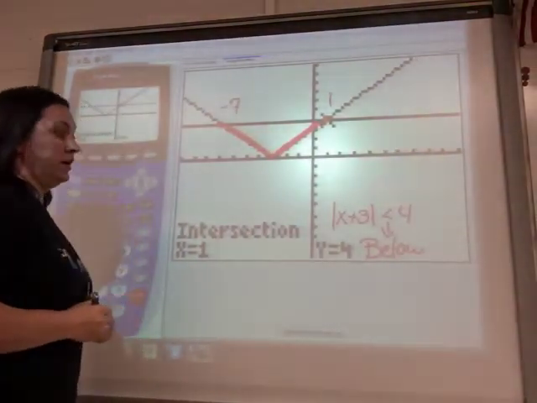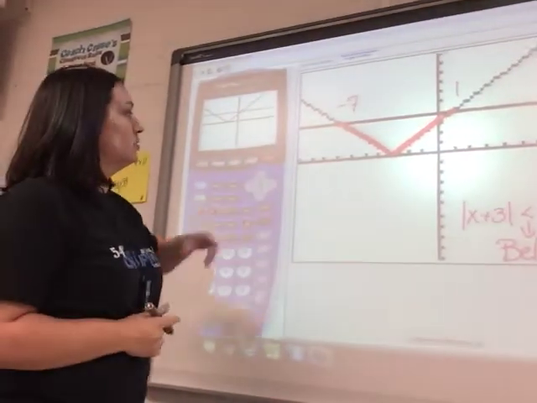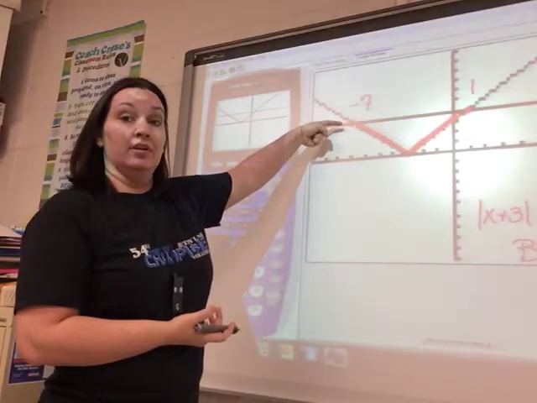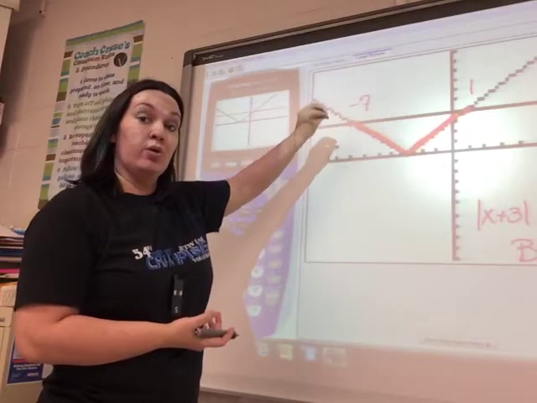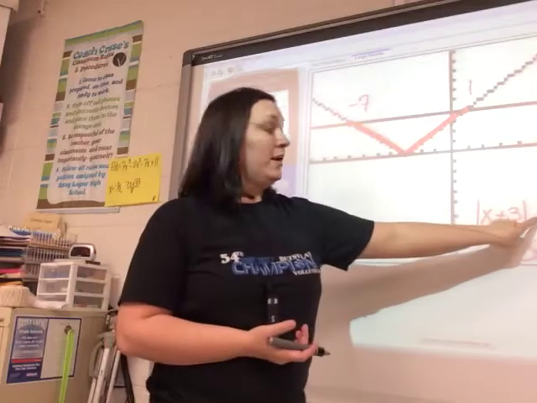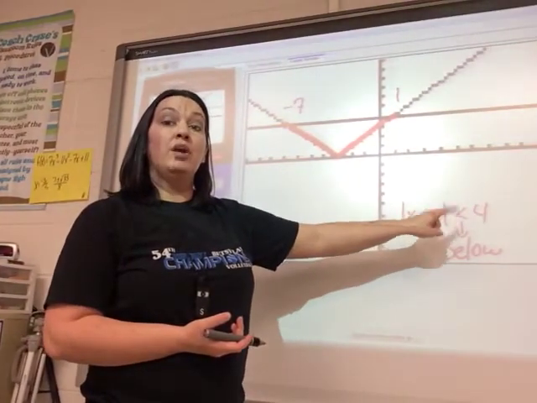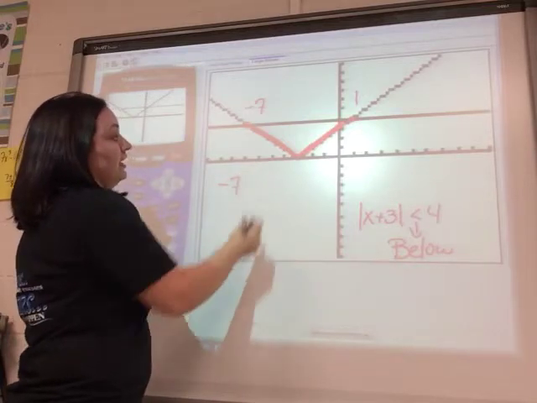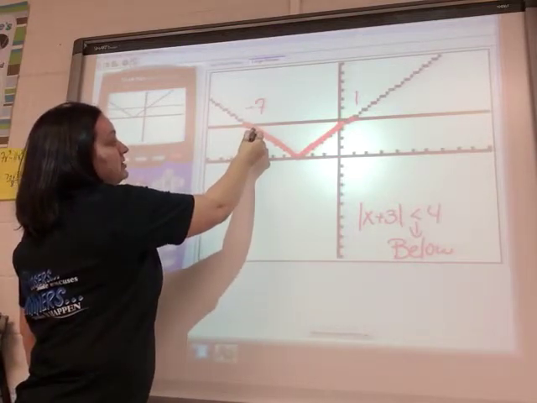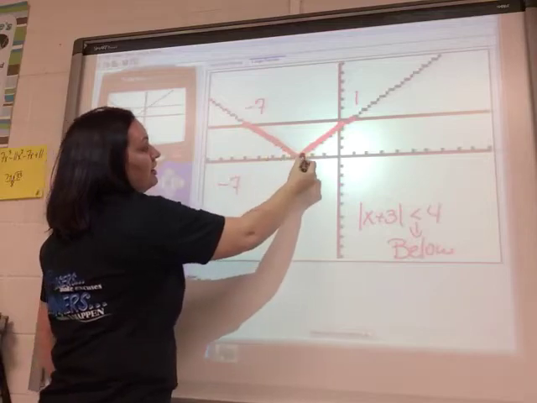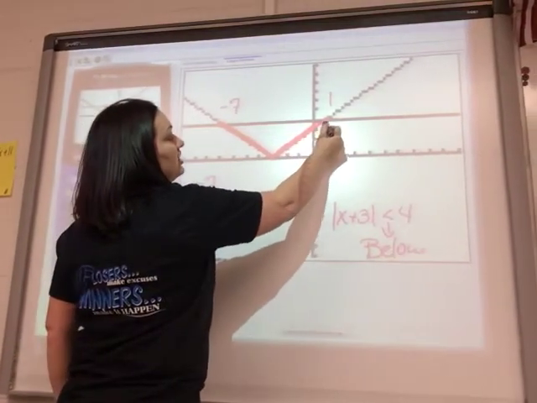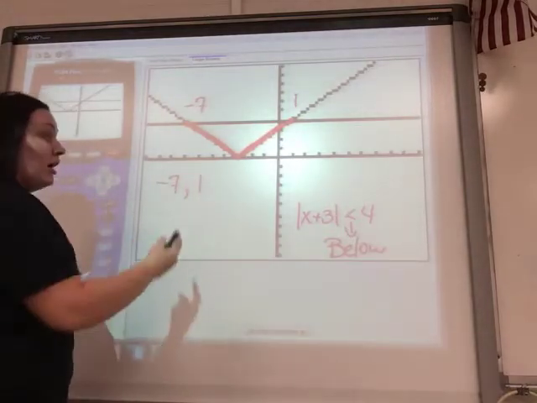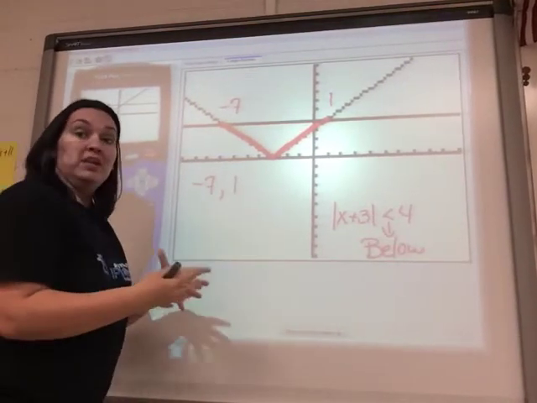Okay? So now, why is that important? Because we know that at -7, the line and the absolute value are equal to each other. Well, we don't care about equal to in this problem, but we know right there is where you start. So I'm going to start at -7, and then my absolute value piece continues to be below that line all the way up until it touches that line again, which is when x is 1. So we know from -7 to 1 is going to be the answer.